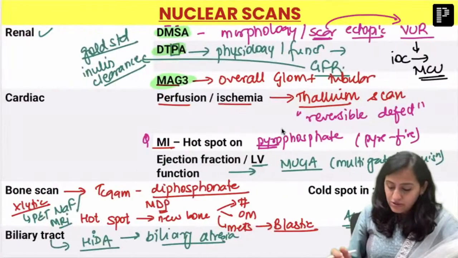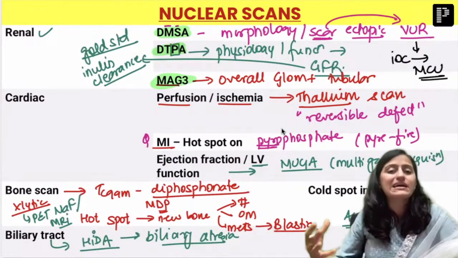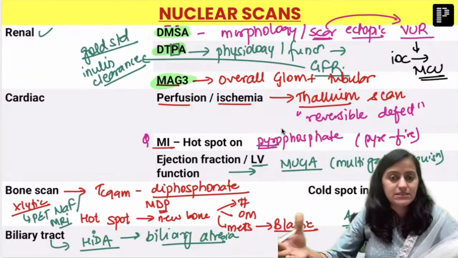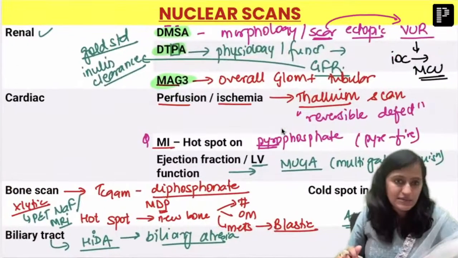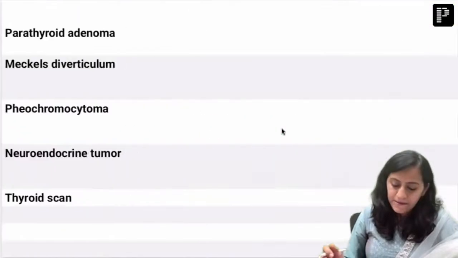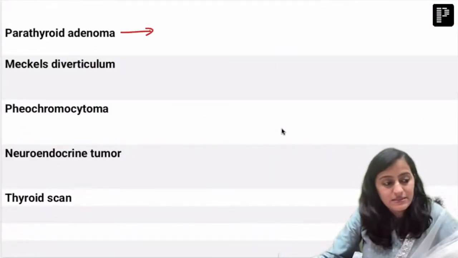Right, so this is about your HIDA. Similar to HIDA, you have the SIDA, PIPIDA. So all the IDA scans, iminodiacetic acid, right? IDA stands for iminodiacetic acid, which is for the biliary tract. Okay, this is for the biliary tract. Right, going to some other scans, the names of some other scans here.